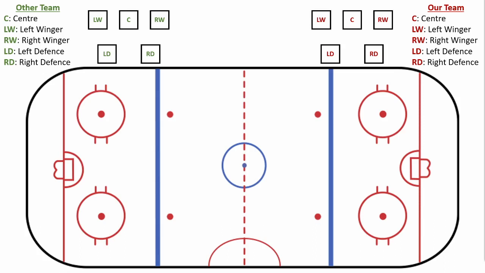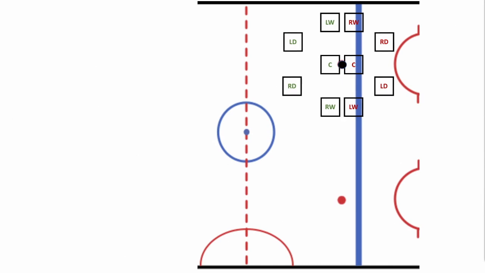Hey everyone. So today we're going to look at a play that I call the cheater play, which is a neutral zone face-off play. So here's how the two teams are typically going to line up for a face-off in the neutral zone, whether that's center ice or on any of the dots in the neutral zone. We're going to assume that this is on the defensive side of the neutral zone on our side.